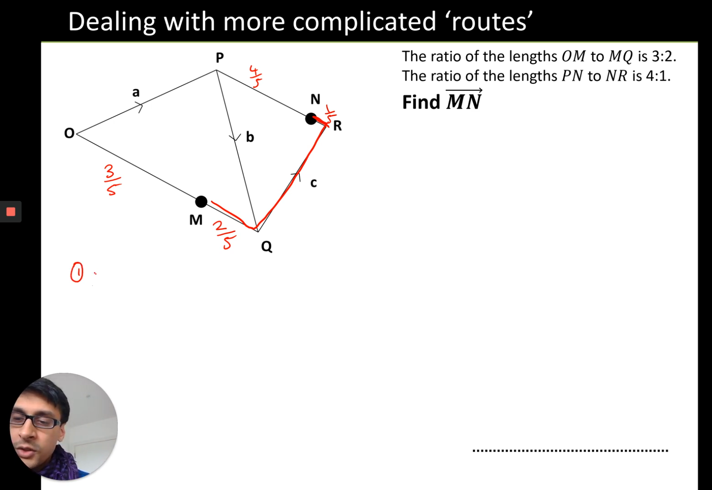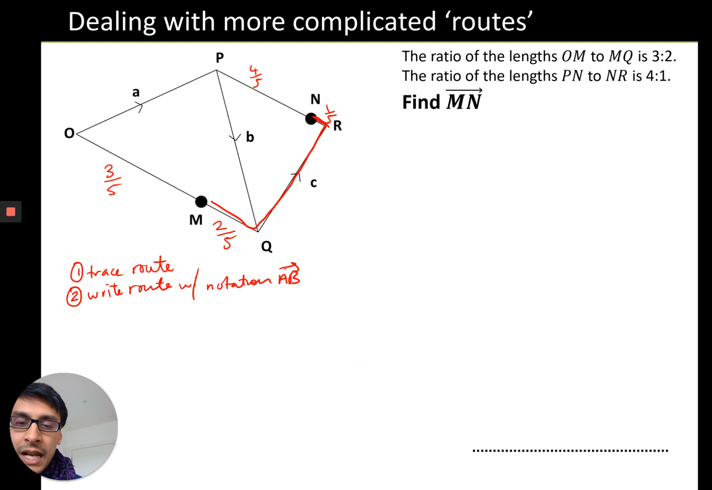So step one is trace a route with a pencil usually. So it'll be very useful if you did copy the diagram into your books for this. I'm not going to check if you have or haven't though. Step 2 is to write the route with notation. So I'm just going to call it AB notation with an arrow on top, which is just vector notation. And then step 3, simplify. Now the simplify step is actually several steps, and you'll see why. So let's get started here.